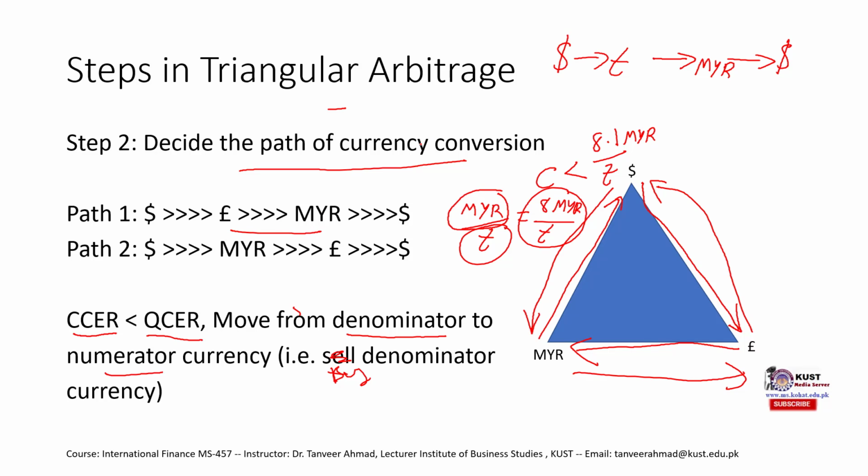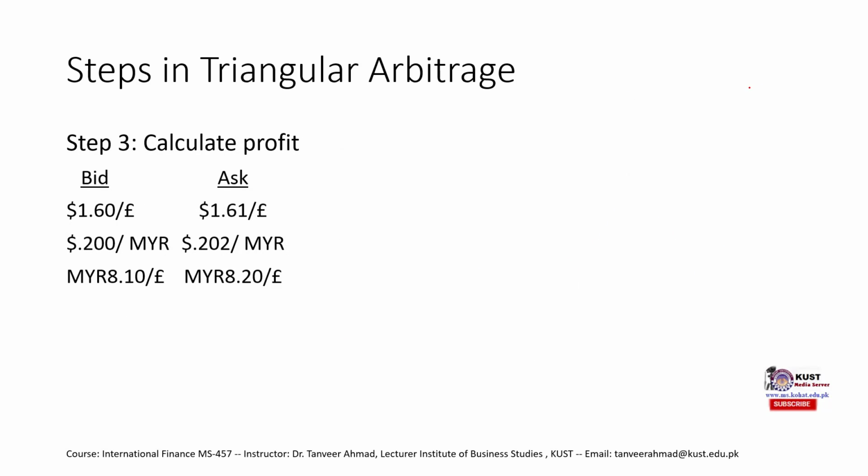So the second step is to decide on the path of the currency conversion. So we have decided on the path. We start with dollars, convert into pounds, then to Malaysian ringgits, and then back to dollars. And let's see whether it gives us profit or not. So the third step is actually calculating the profit. I have rewritten the question material over here for the sake of simplicity. Now if you remember, the question mentioned that we have $10,000.